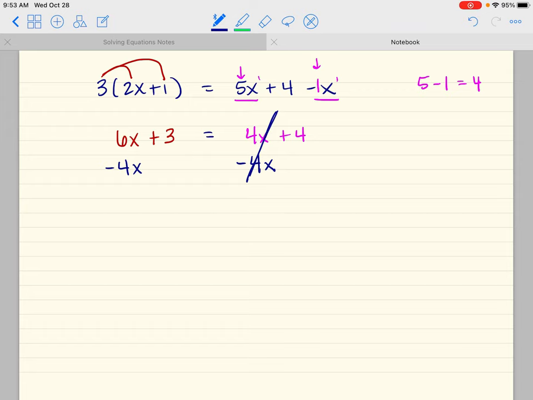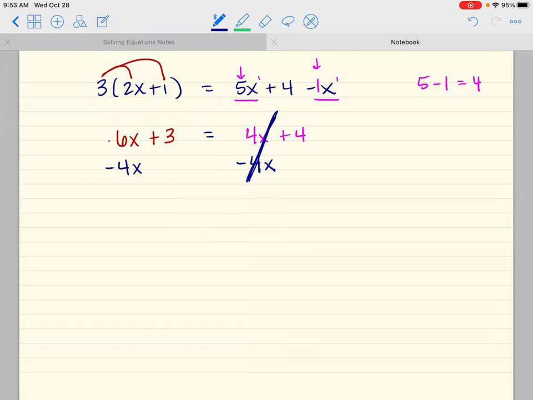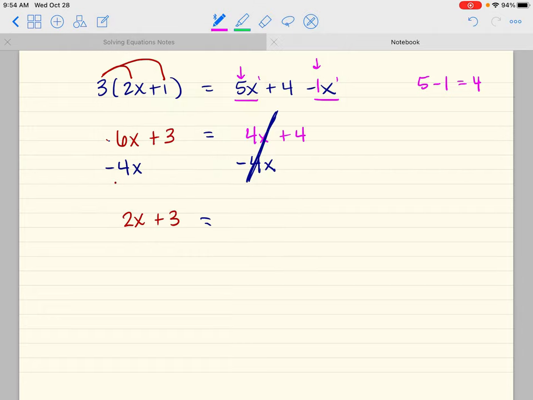So again, it cancels on the right, and 6 minus 4 is going to leave me with 2x here. And then I have a plus 3. Let me go back to red, sorry. The 6 minus the 4 is going to leave me 2x. I still have a plus 3. My equal sign can come down. But what's left on the other side now? Since the 4x and negative 4x canceled, all I have left is the constant there. The number without a variable is called a constant, so I have a constant of 4.